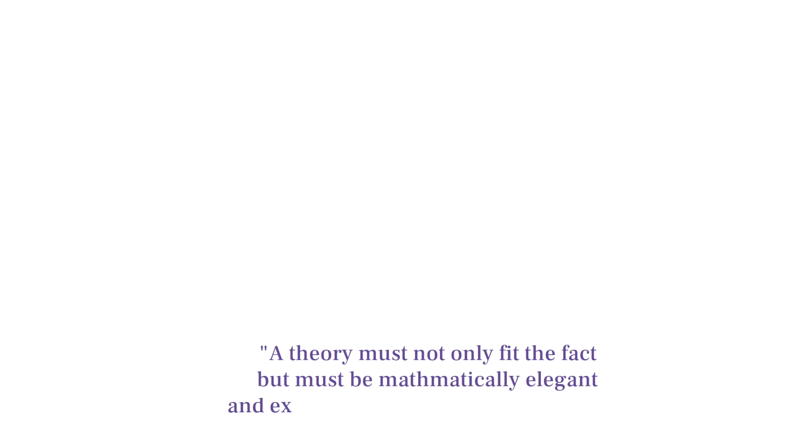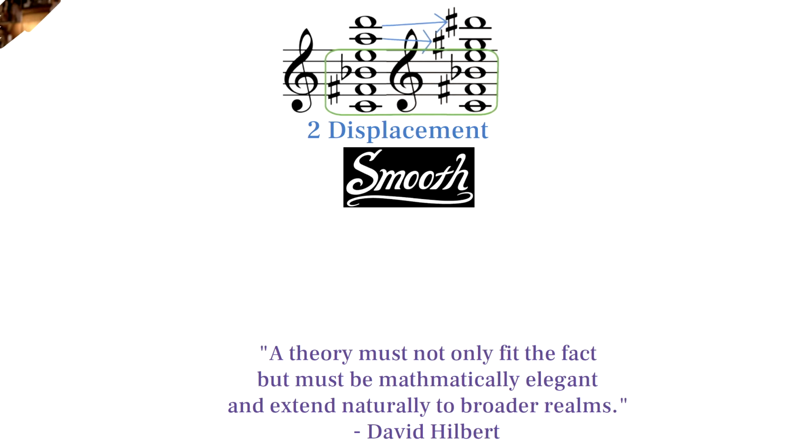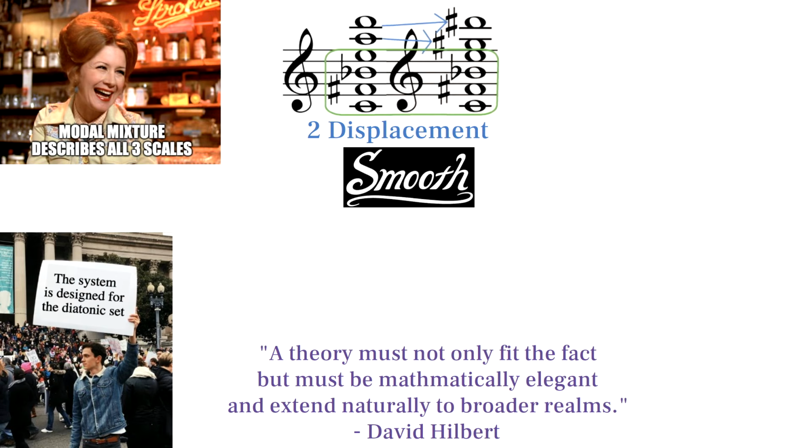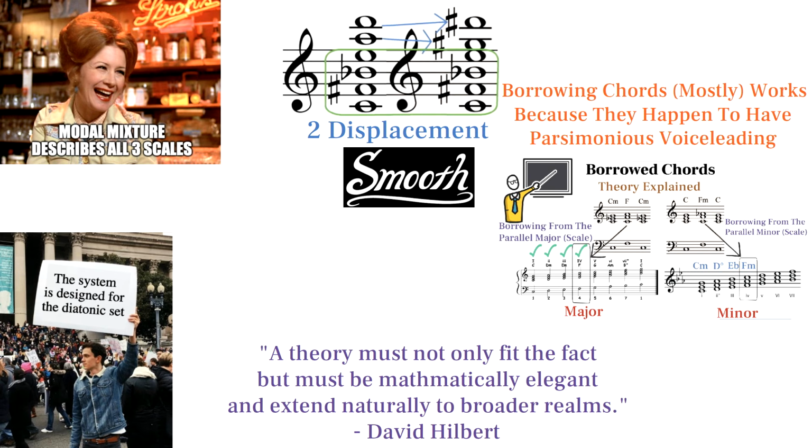The great thing about this theory is that it extends to all types of harmony, while the borrowed chords theory arbitrarily revolves around a few scales. The real underlying explanation is parsimonious voice leading, and it's largely a coincidence that chords tend to have parsimonious voice leading between parallel major and minor scales.